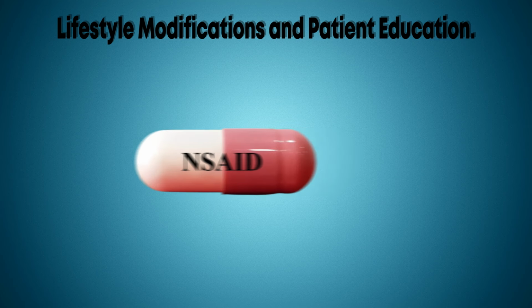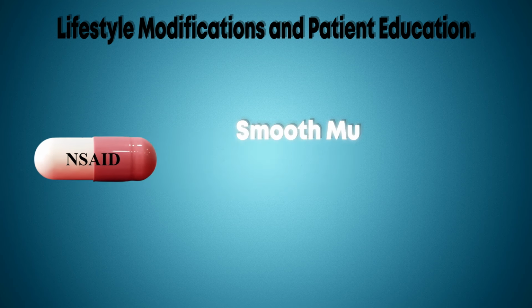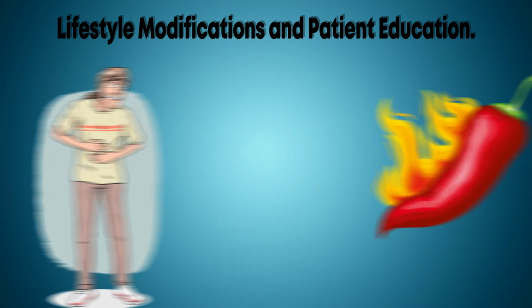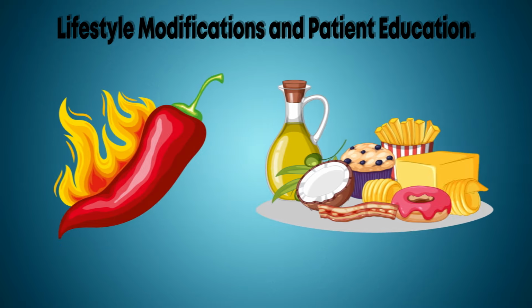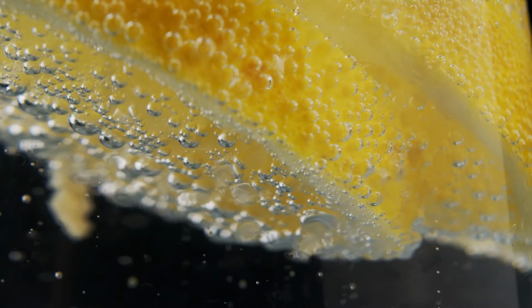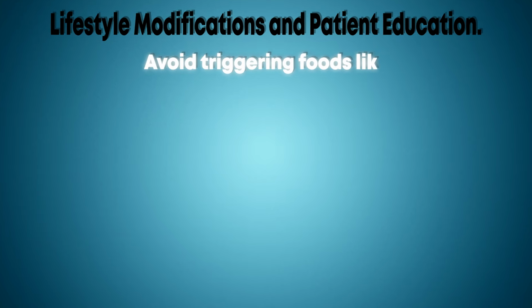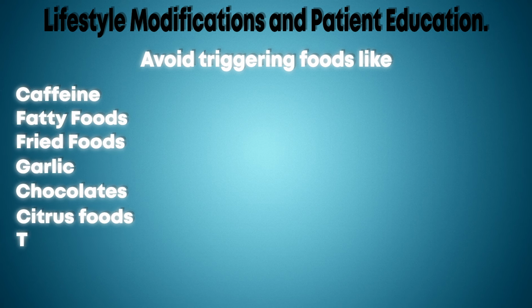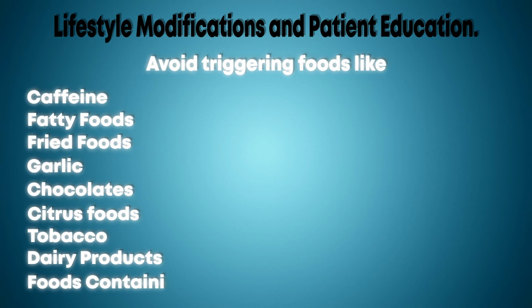Avoid taking NSAIDs and certain medications such as smooth muscle relaxers and anticholinergic medications because they may decrease gastric emptying. Avoid eating spicy and fatty foods. Patients should be advised to avoid carbonated beverages, beer, and highly acidic foods like orange juice and tomato sauce. Avoid triggering foods like caffeine, fatty foods, fried foods, garlic, chocolates, citrus foods, tobacco, dairy products, and foods containing peppermint.